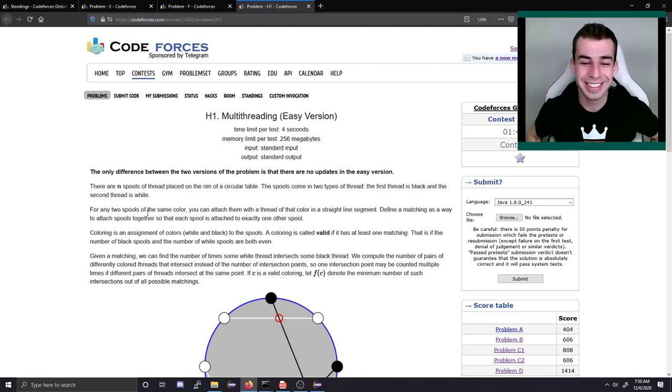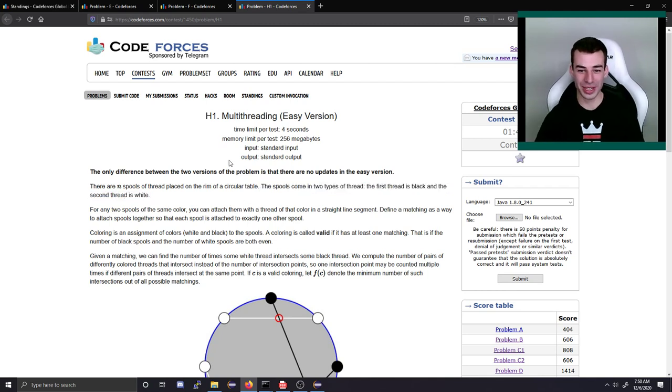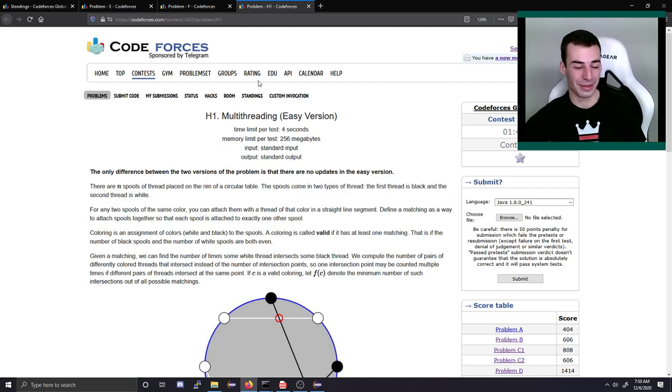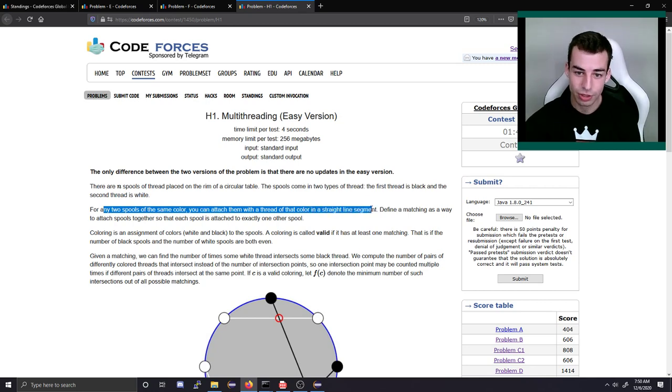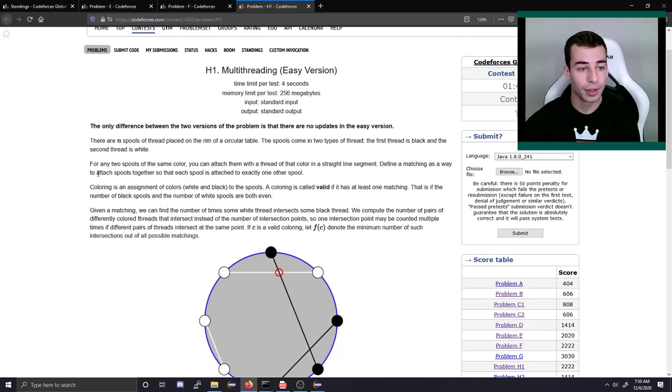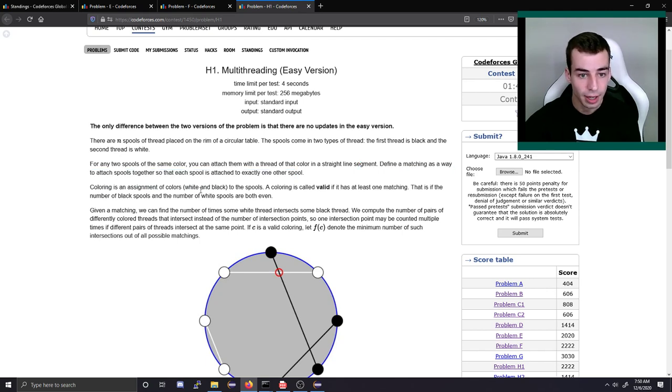Man, I feel... Oh man, this wording is the greatest. They could have said the spools come in 2 types, white and black. The first thread is black, the second thread is white. Alright, cool. For any 2 spools of the same color, you can attach them with a thread of that color in a straight line segment. Okay? Define a matching as a way to attach spools together so that each spool is connected to exactly one other spool. Got it. Coloring, an assignment of colors.